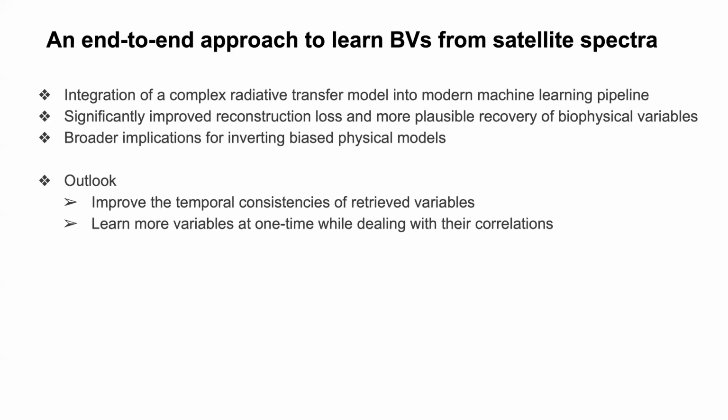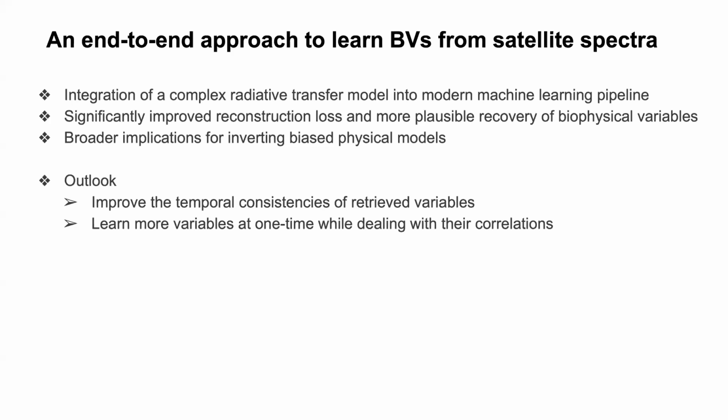To sum up, we have developed an end-to-end learning approach to learn biophysical variables from satellite spectra. We achieve this by integrating a complex radiative transfer model into a modern machine learning pipeline. And by the design of the bias correction layer, we have also significantly improved the reconstruction loss, which means effective bias correction, and which also results in more plausible recovery of the biophysical variables.